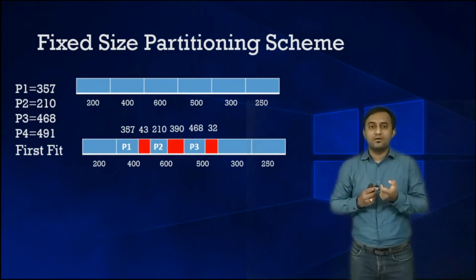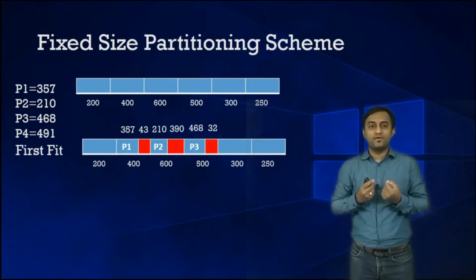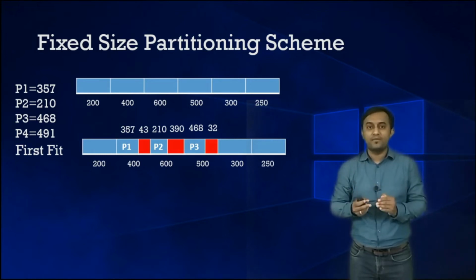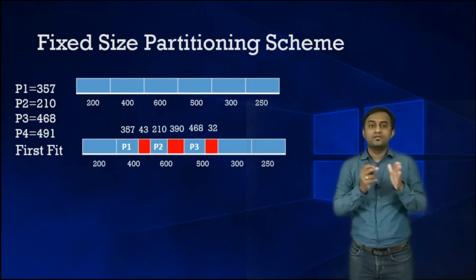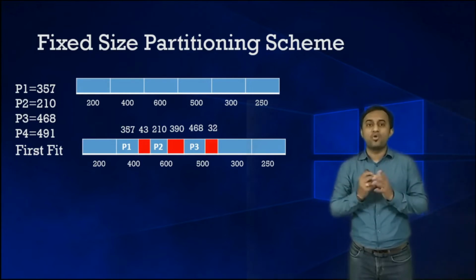The first block of available memory is 200 KB, but the first process requires 357 KB. So 357 KB cannot be accommodated in the first block, and it will go to the next block. The next available block size is 400 KB. Yes, 400 KB can easily accommodate the P1 process. So the first fit algorithm will accommodate P1 in the second block.